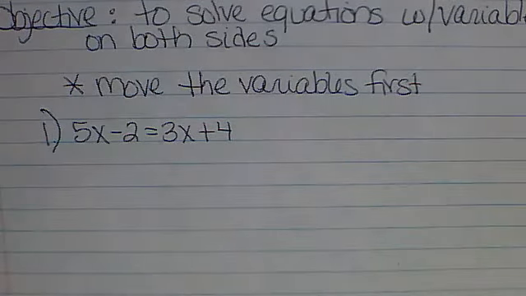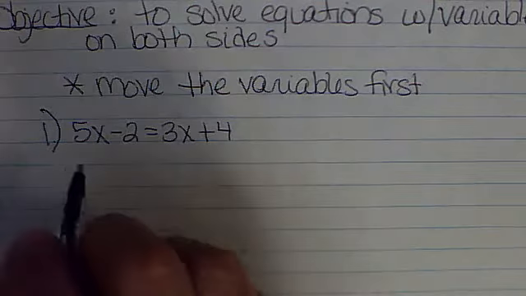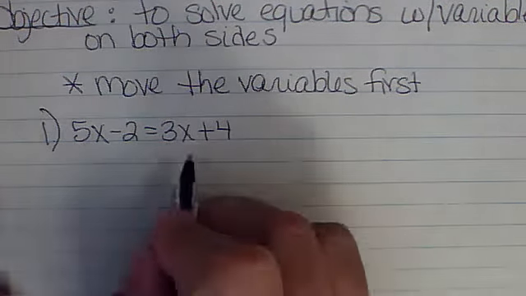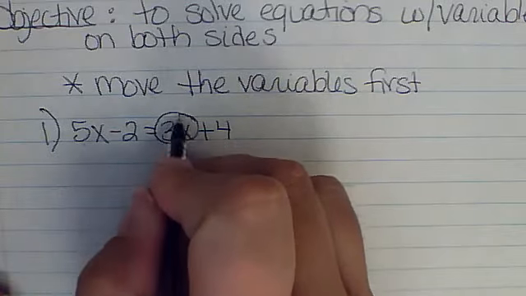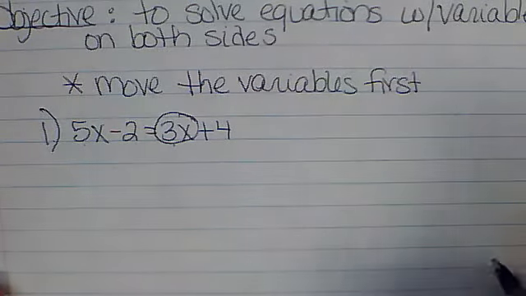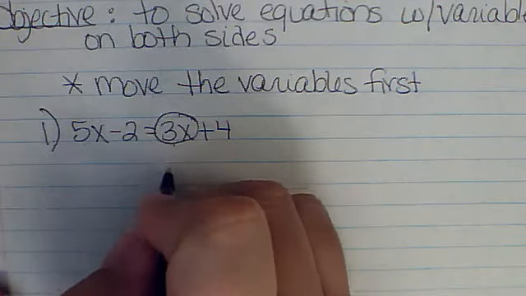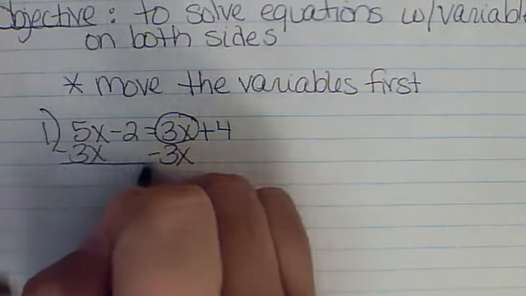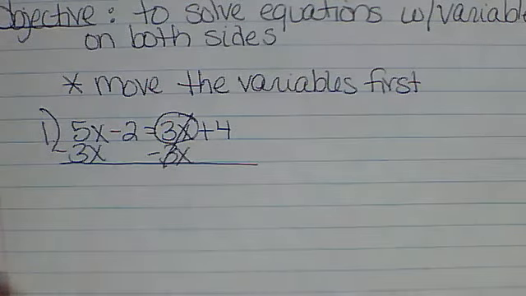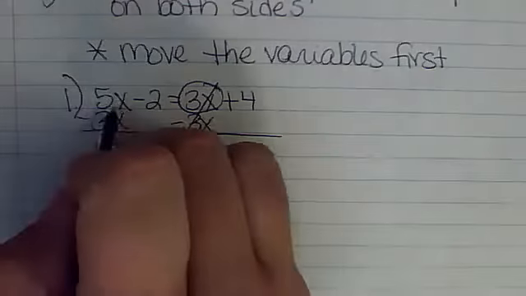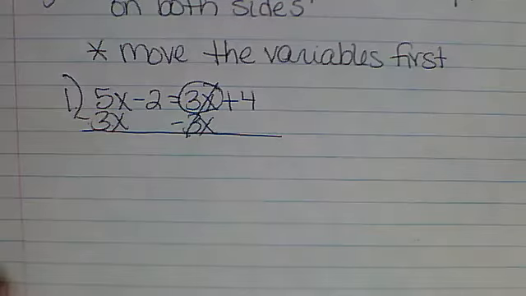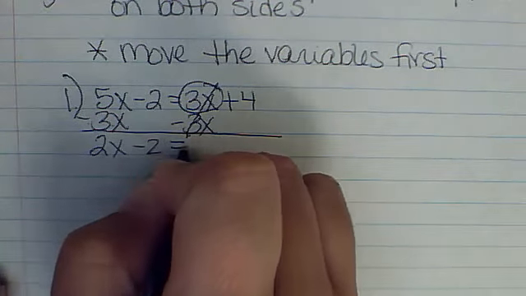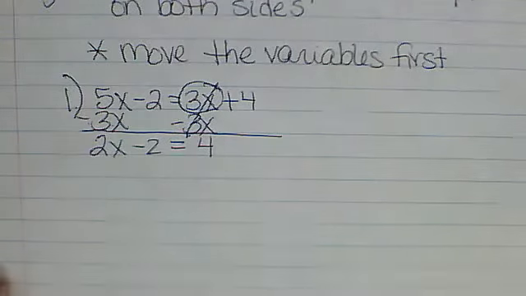So to solve these variables on both sides problems, you pick either 5x or 3x and you move it to the other side. So I'm going to choose 3x. So that means this 3x has to move to the other side. So what's the opposite of positive 3x? Negative 3x. 3x minus 3x is going to cancel. Over here, 5x minus 3x is 2x. Bring down the minus 2 and bring down the 4.